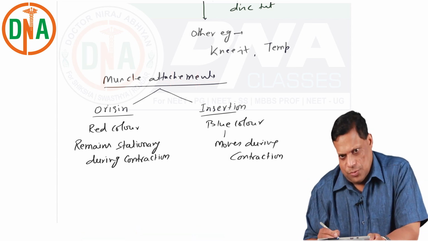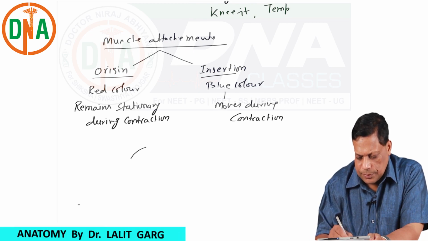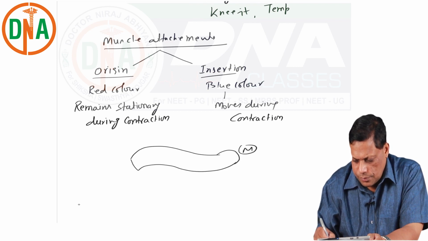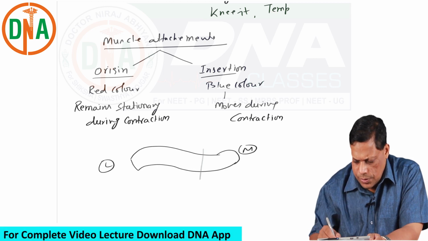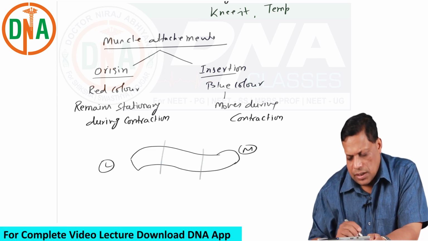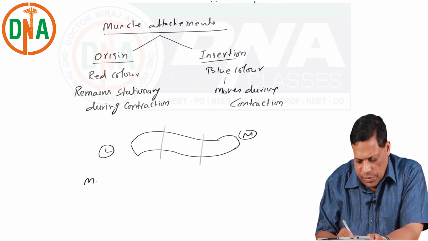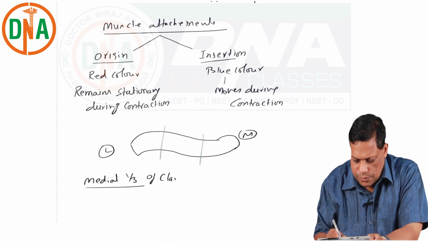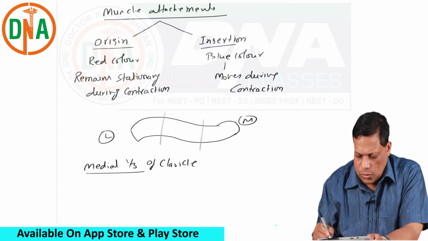Now what are the muscle attachments on the clavicle? For that purpose, we divide the clavicle bone into three parts. This is the medial 1/3, middle 1/3 and lateral 1/3. So muscle attachments, first on the medial 1/3 of clavicle.